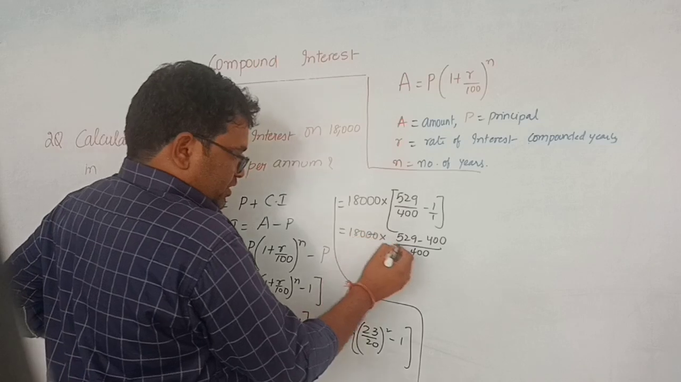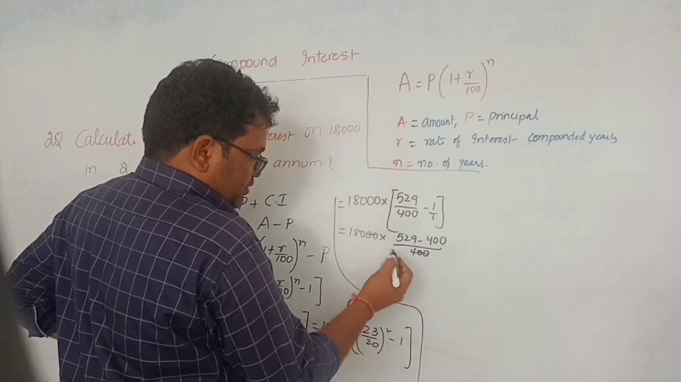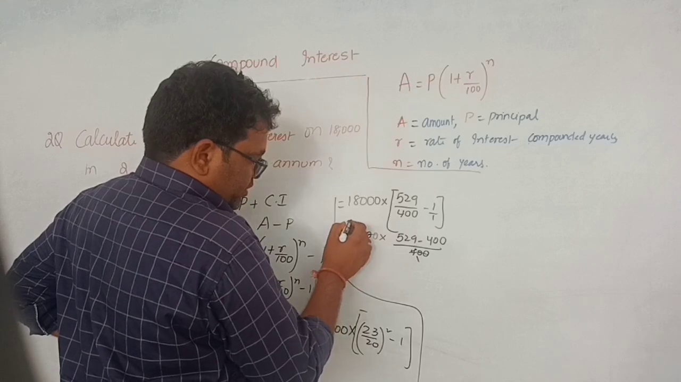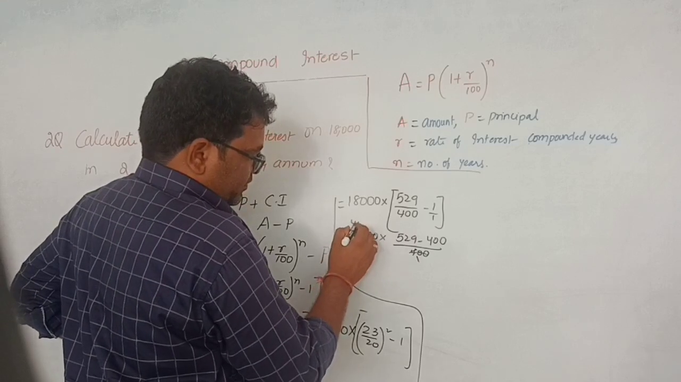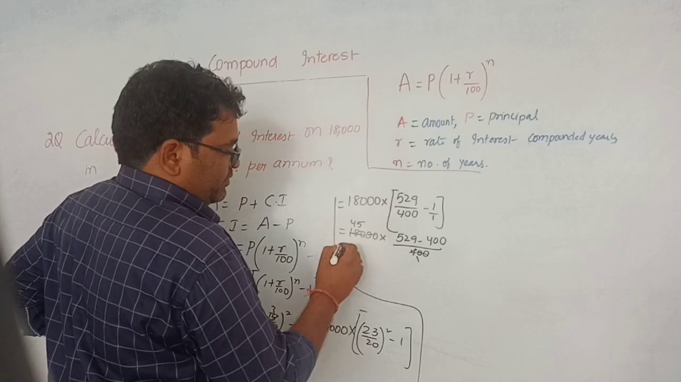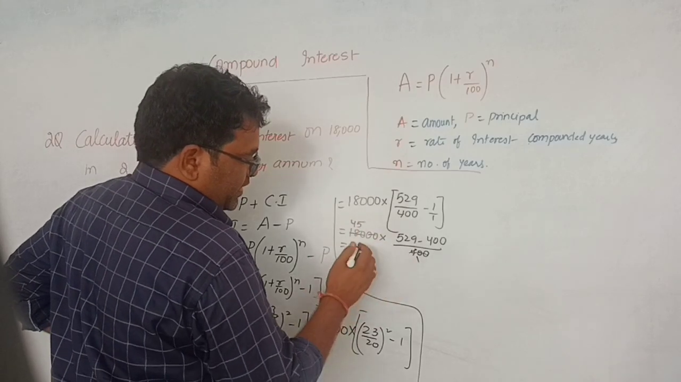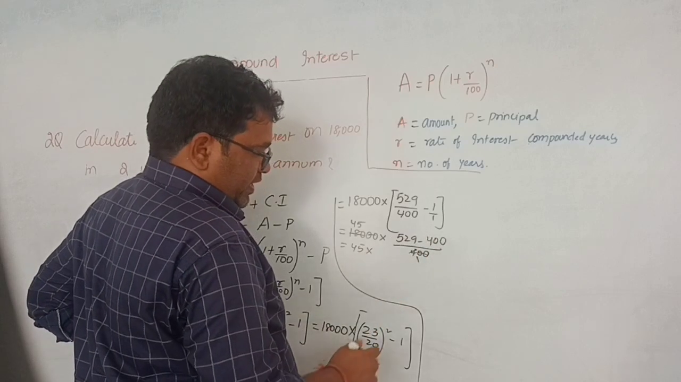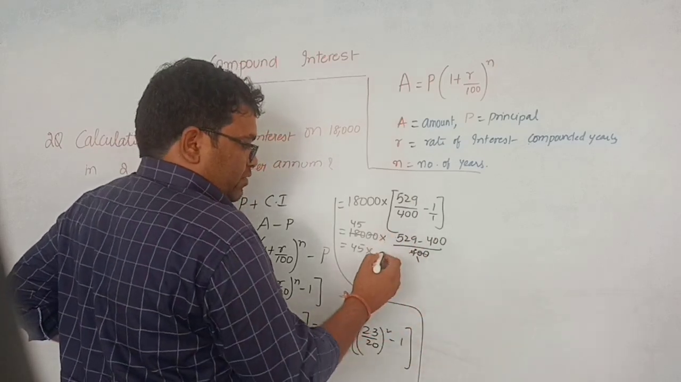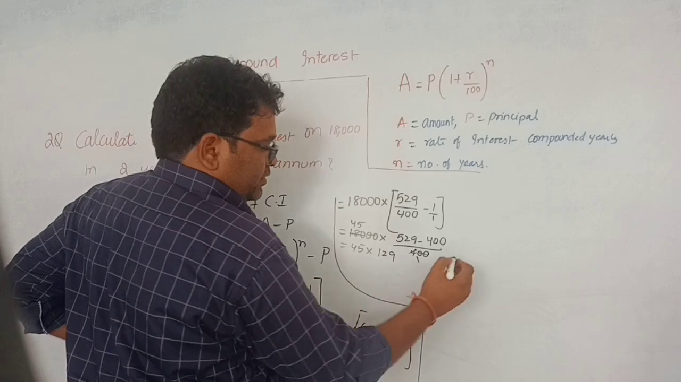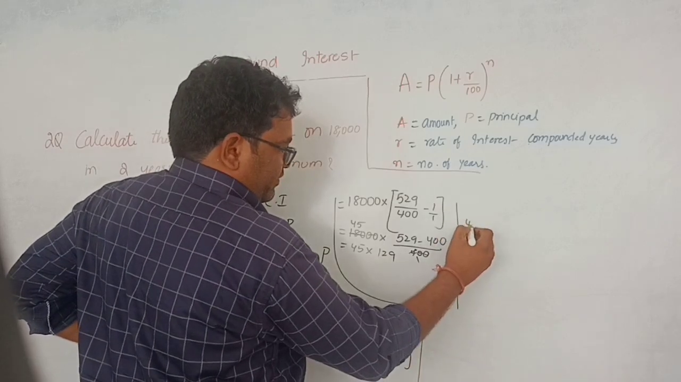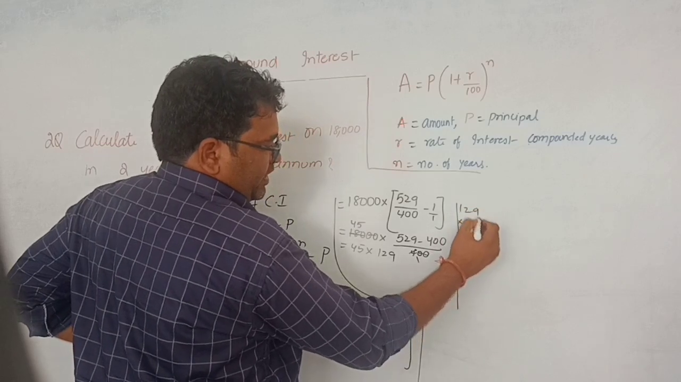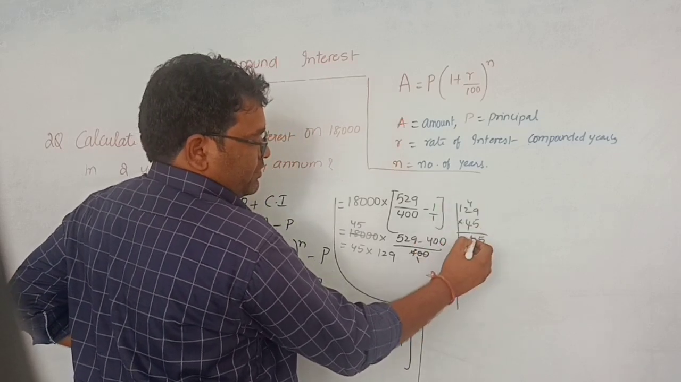Here 2 zeros cancel. So here 4 ones are 4, 4 5s are 20, and 4 4s are 16, so 45 into 180 ... 45 is 180 into 529 minus 400, that is 129. So if you multiply 45 into 129, 5 9s are 45, 4, 5 2s are 10 plus 4, 14.